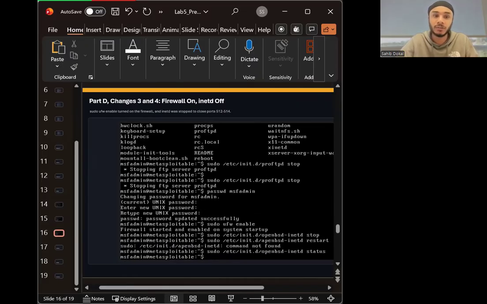Now changes 3 and 4. My third change was enabling the firewall to block unnecessary network traffic. My fourth change was stopping some services, which disabled several ports. Together, these changes reduced the attack surface even further.